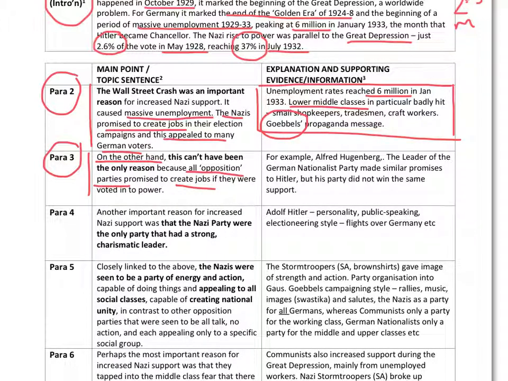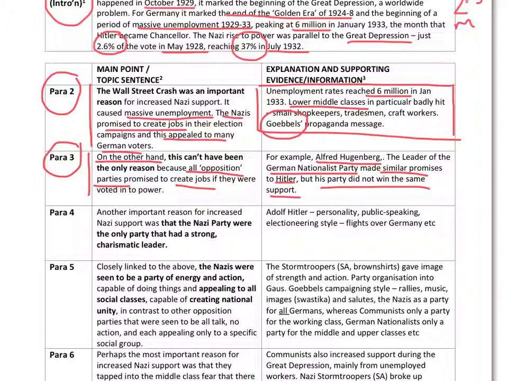There are differences, subtle differences, but if there's massive unemployment, it goes to say all parties are going to say we're going to create jobs. So give an example of that. Now the best example is Alfred Hugenberg. He was the leader of the German Nationalist Party, and his party made very, very similar promises to Hitler, but the Nationalist Party didn't win the votes. So clearly, therefore, there must be another reason why the Nazis captured the vote rather than the other parties.